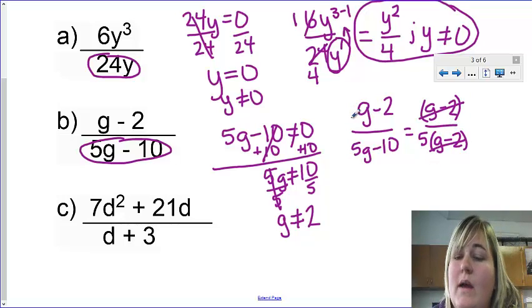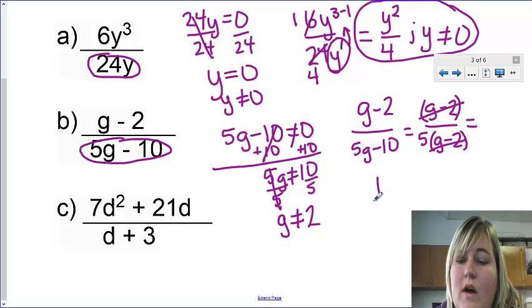So what I'm going to do now is write my simplified answer. I'm going to bring it down. So on top, when that cancels, I hope that you remember that it cancels to a 1 over 5, and this is true where g is not equal to 2. That's my final answer.